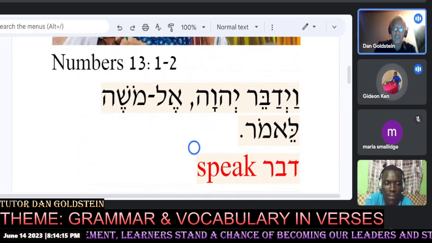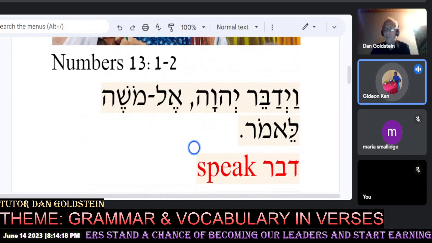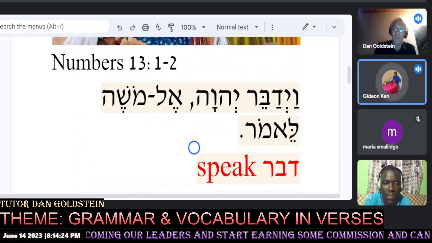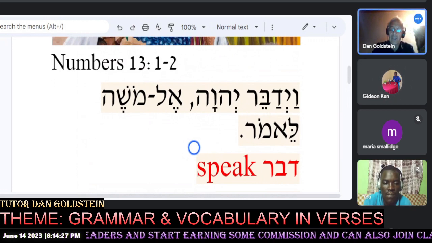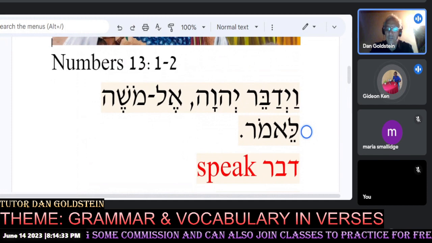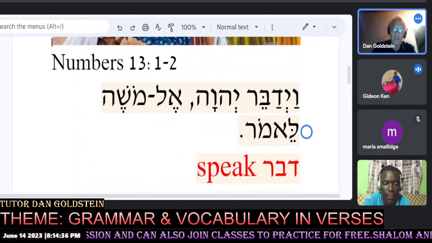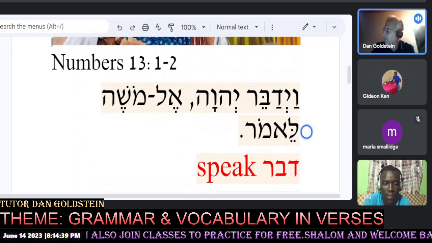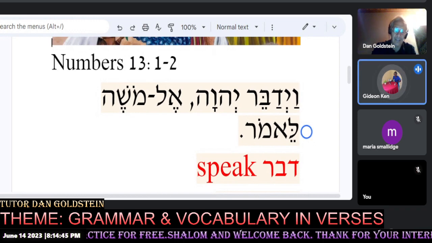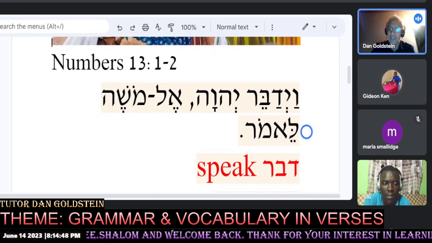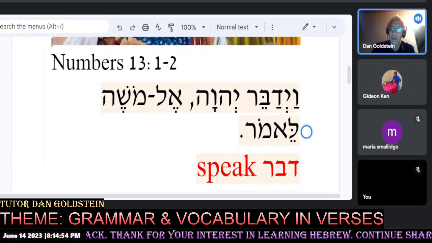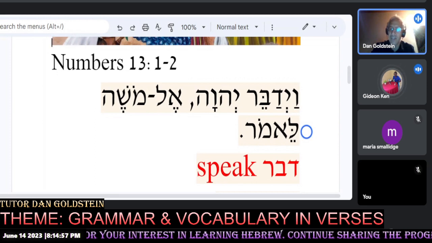So the instance of amar. Lemor. Excellent. And the lamed is the indicator of what's called in grammar the infinitive, or the gerund. I guess I don't need to get into the grammar terms specifically, but lemor means saying. So amar means to say. Lemor means saying.